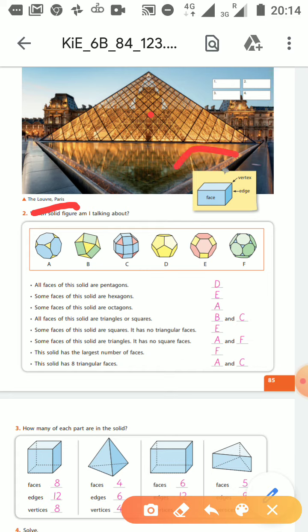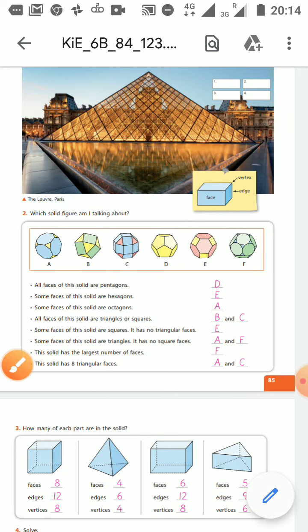There's some key parts here of shapes. So the key bits you need to know are the face, which is the flat bit, the edge, which is the liney bit, and then the vertex, which is the corners. The actual corner itself is called the vertex. So I'll just get rid of this because it's getting kind of messy here.